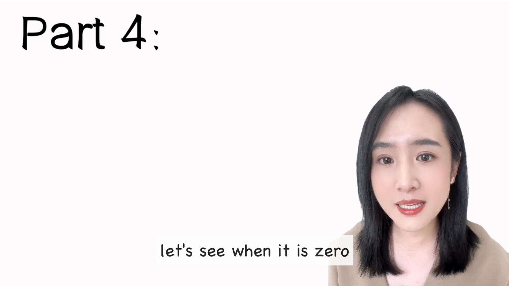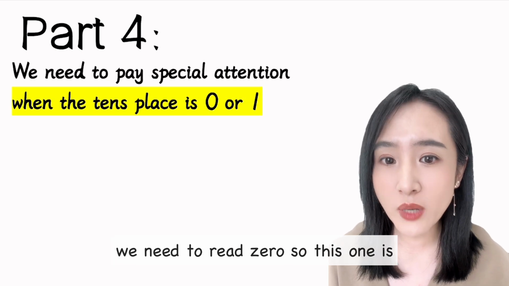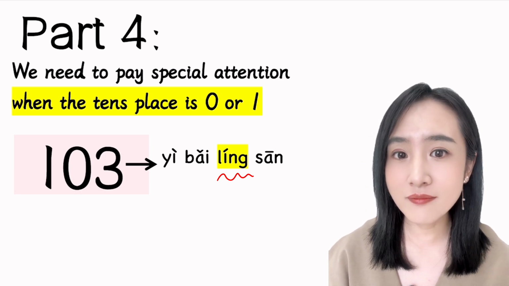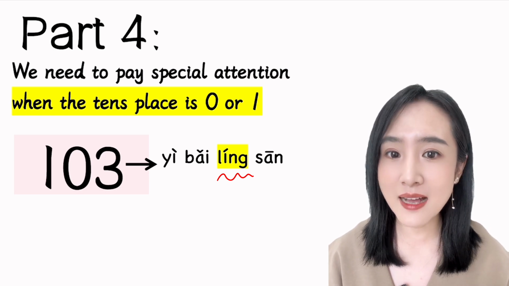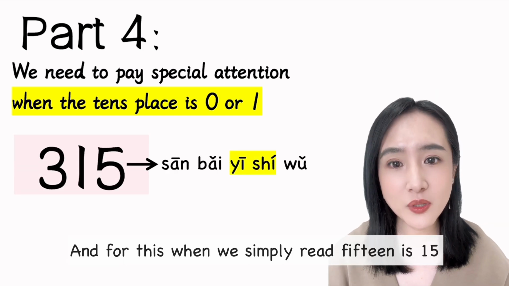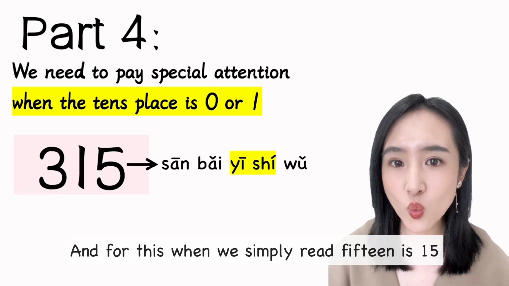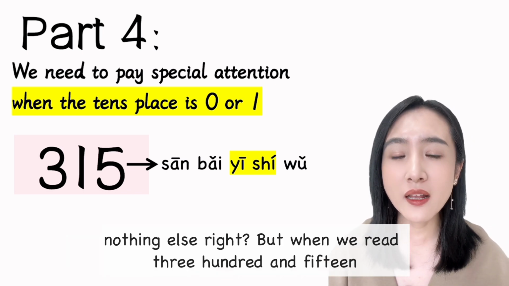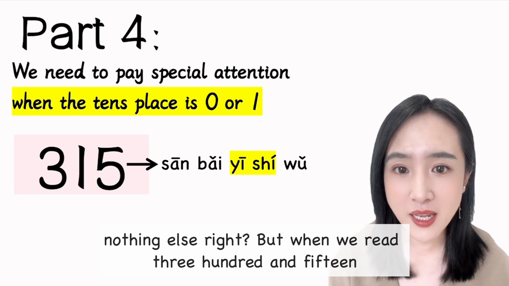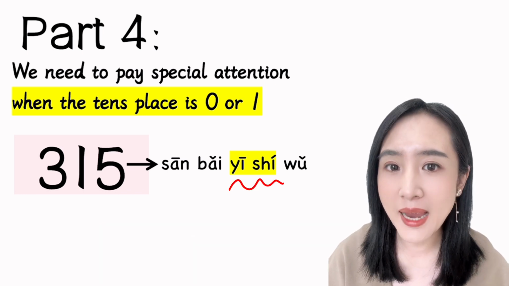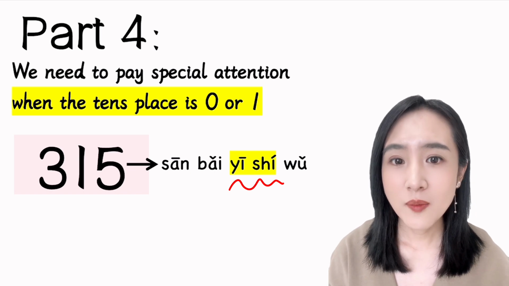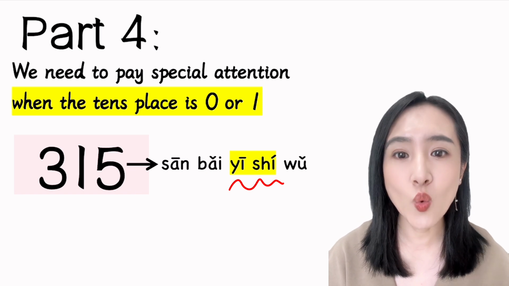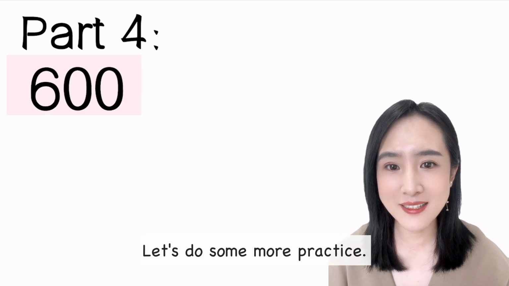Let's see, when there is a 0, we need to read the 0. So this one is 103. And for this, when we simply read 15, it's 15. Nothing else, right? But when we read 315, we need to say the extra 一 in 三百一十五. Pay attention to this. Let's do some more practice.